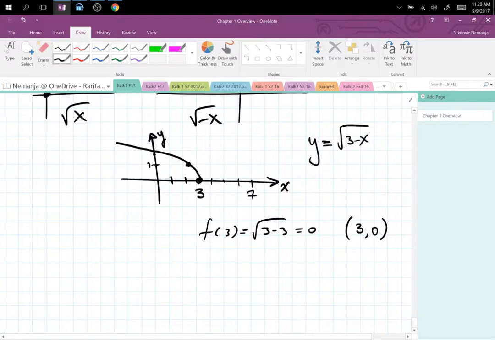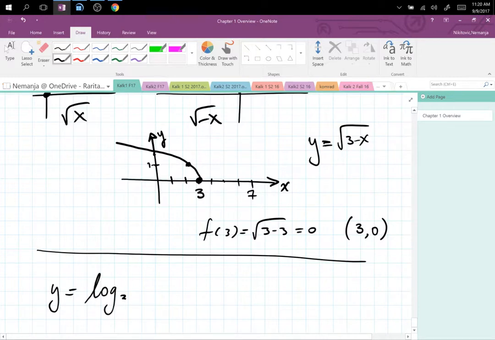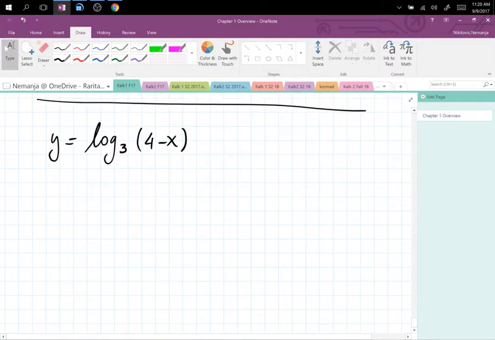All right. y equals log base 3 of 4 minus x. Whatever. So try a little bit.